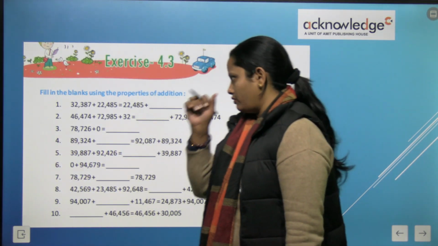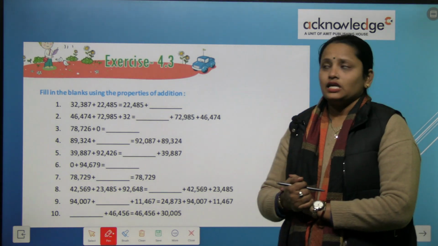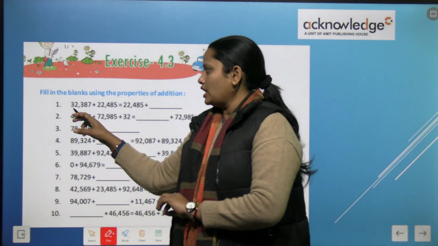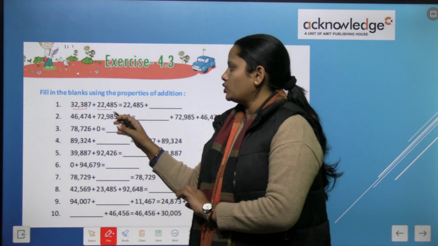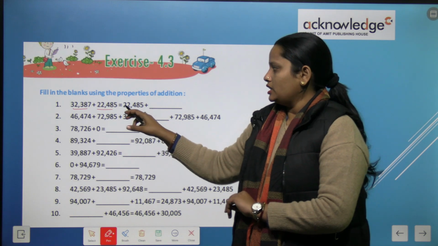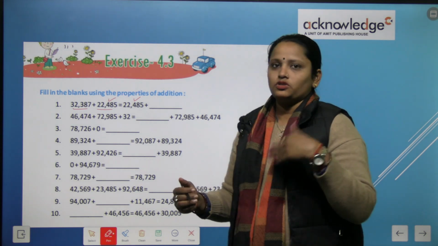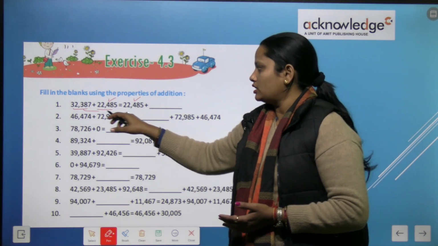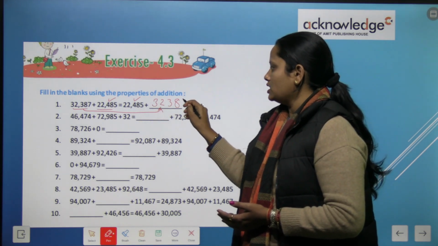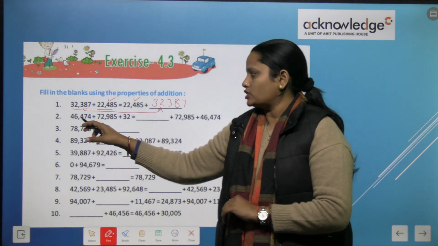Now let's fill in the blanks using the properties of addition. So addition की properties अभी हमने पढ़ी. Let's fill in the blanks here. Here the first question is 32,387 को हमने ऐड किया है 22,485. सो अब हमें क्या करना है, इज इक्वल टू के बाद आप ये वाला नंबर यहाँ पे लिखा हुआ दिख रहा है, तो हमने क्या किया, इनकी पोजीशन चेंज कर दी. सो what we are going to write, this number is to be written here. So the number will be 32,387. Clear?